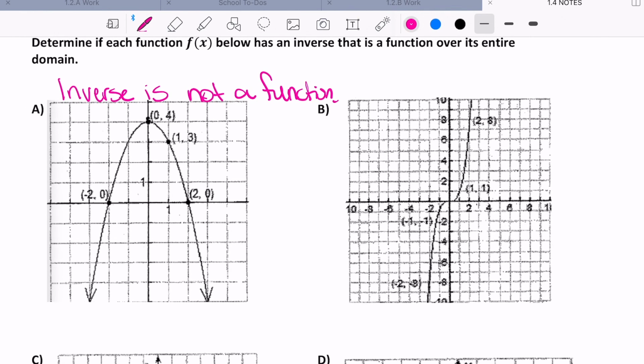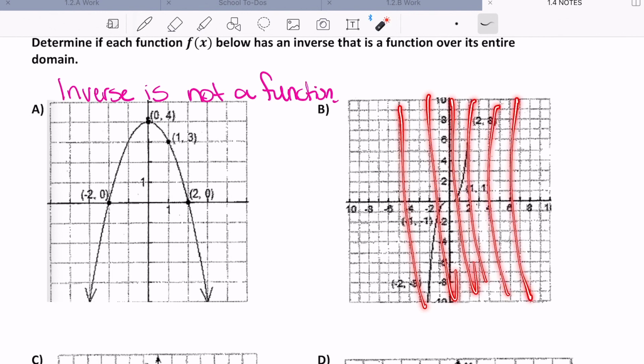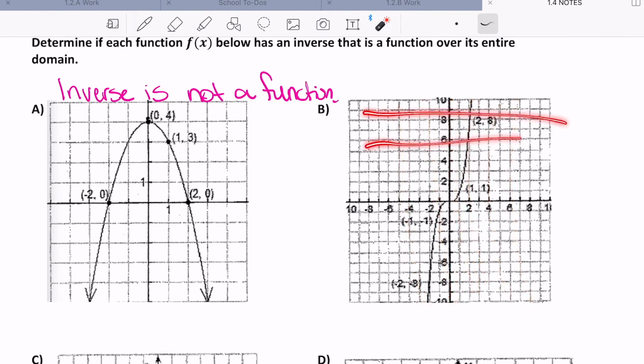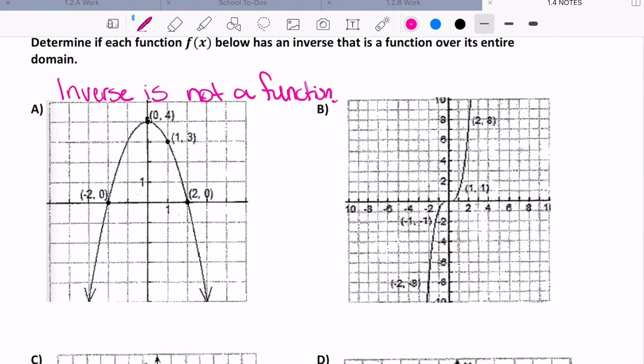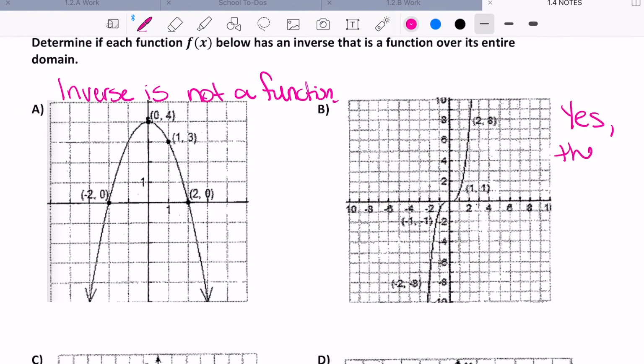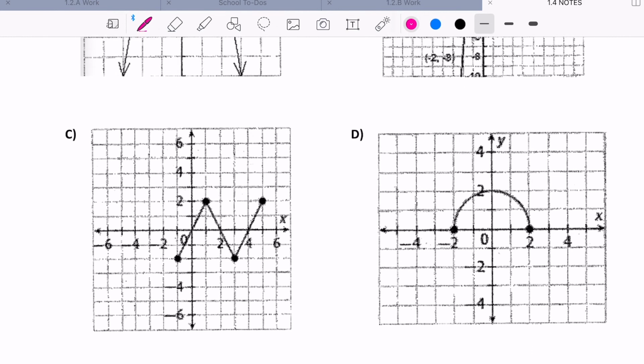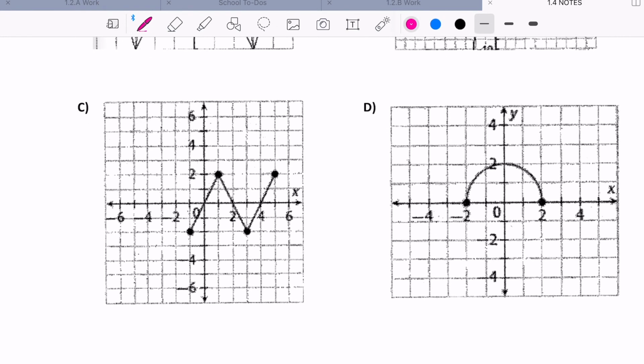Now, if we look at B and we perform the horizontal line test, actually, let me go back. If I perform the vertical line test, I know that this is a function because it passes the vertical line test. If I conduct the horizontal line test, you can see that my function only touches each of those lines at one point. So in this case, yes, the inverse is a function. I'm just going to initial this is a function. Okay. All right. Now you guys go ahead and try C and D. Hit pause really quick and determine, is the inverse a function? Yes or no?